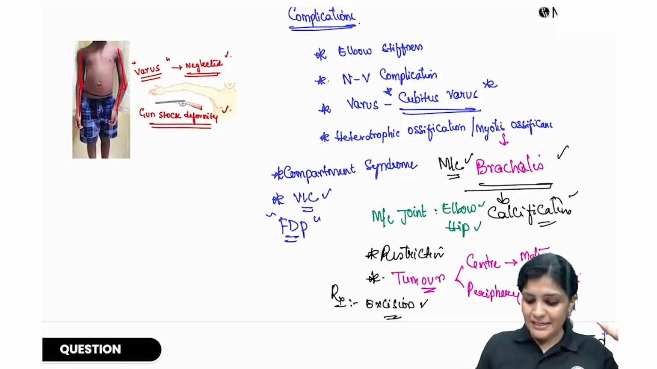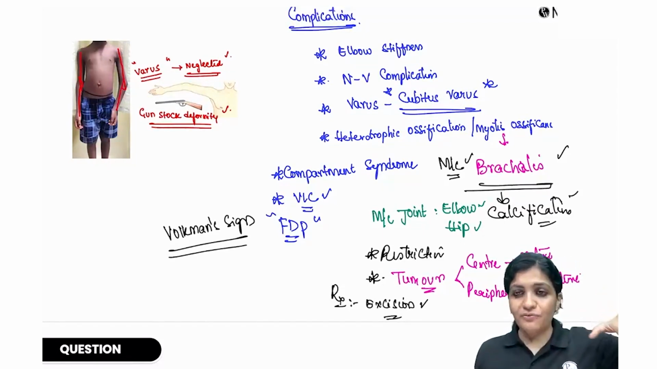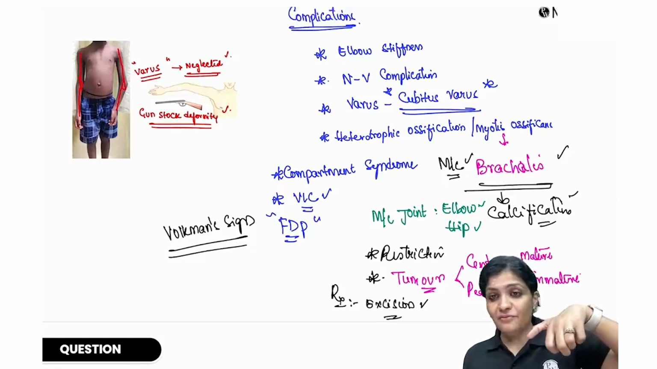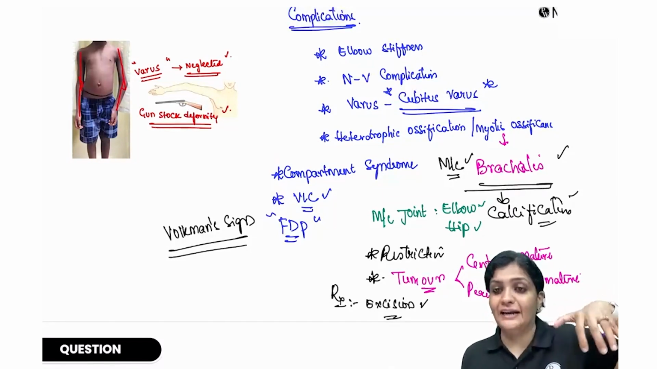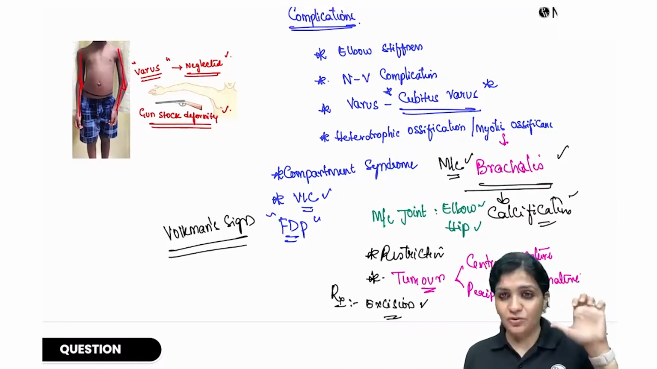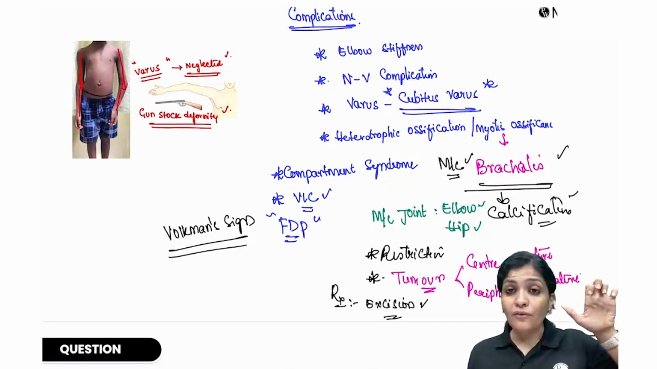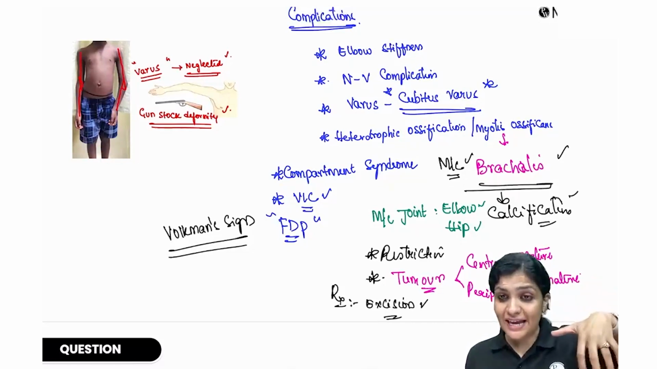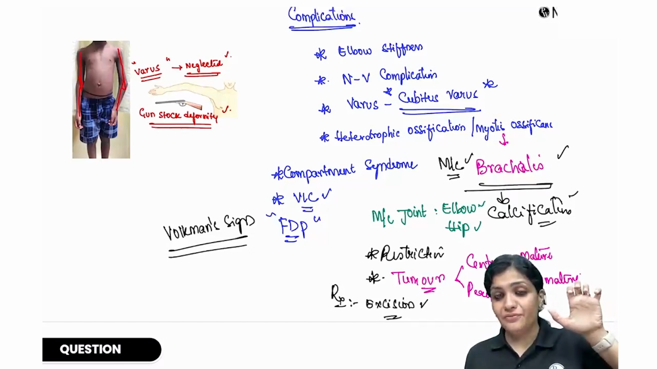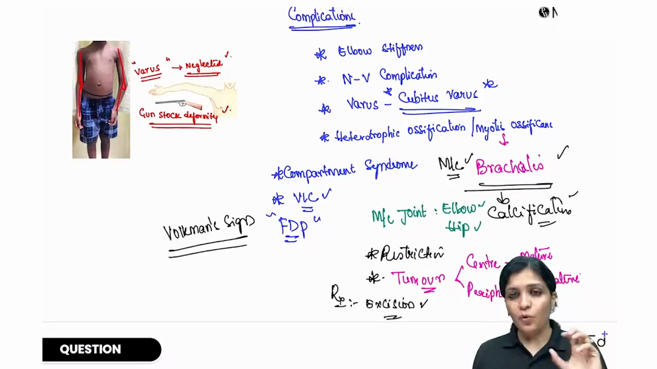Then what is Volkmann's sign? Whenever you want to extend this finger, you will flex the wrist. So you flex the wrist, and now slowly the contraction is released and the fingers get extended. Again, on wrist extension, you see that the fingers go into flexion. So this is VIC, right? On wrist flexion the fingers extend, and on wrist extension the fingers flex. It is the reverse thing, okay? So that is Volkmann's sign.